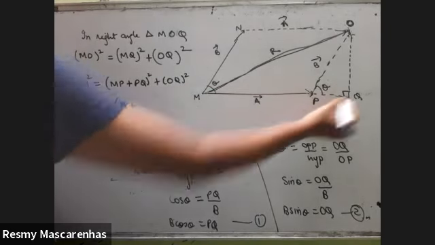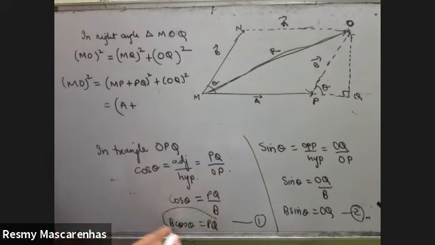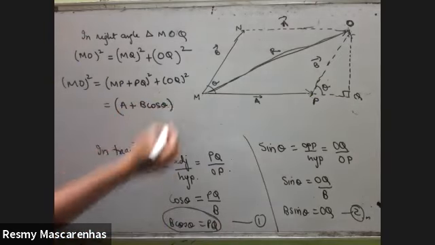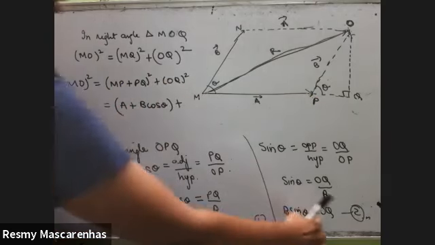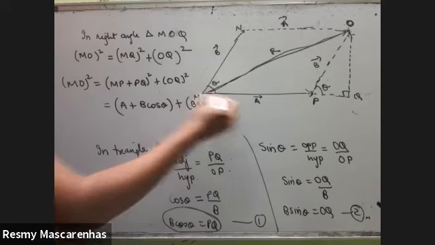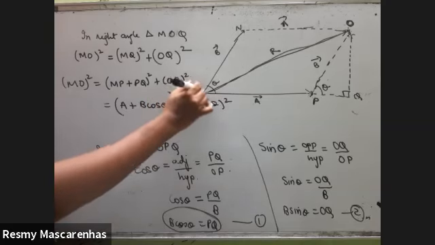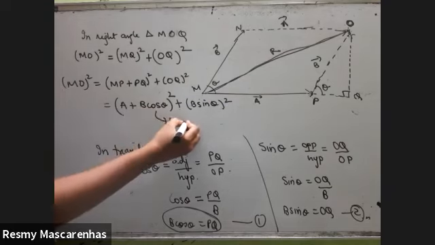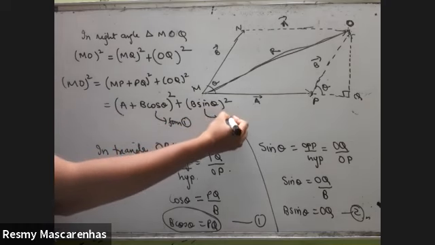PQ is how much? Nothing but, from equation 1, what is the value of PQ? B cos theta. And what is the value of OQ? B sin theta. From 1, I got this, and this I got from 2.